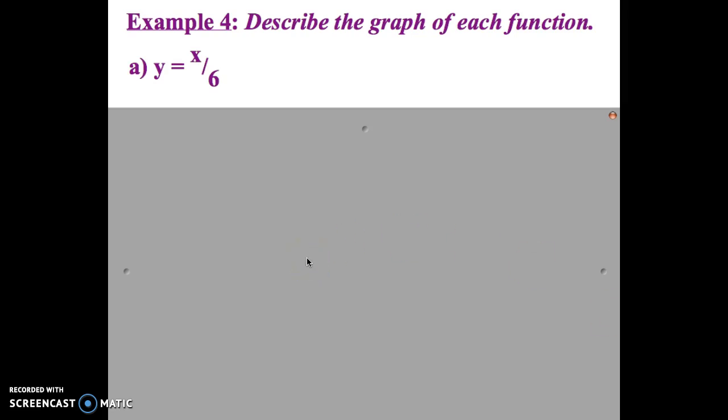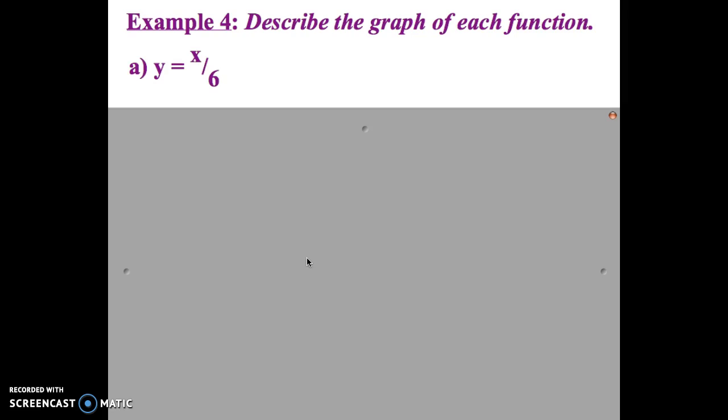So I would like you to think about this before I say the answers. Try to pause, try to figure out what the graph looks like, and then see if you agree with me and if you got all the key details about this. Okay, so the first graph, y equals x over 6.